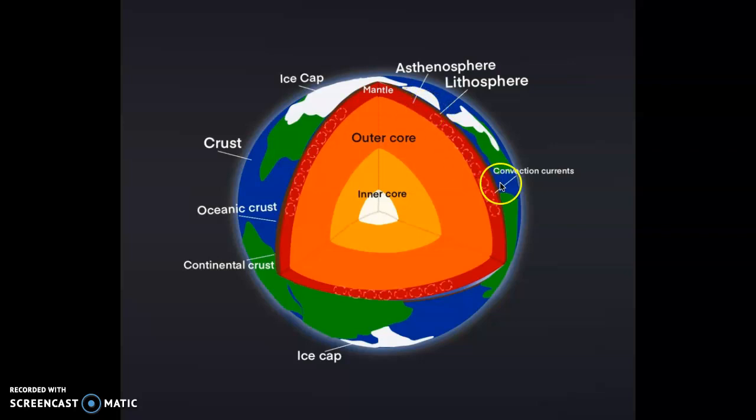Then we have the convection currents, and I drew little arrows going different ways to show the currents in the mantle. And then we have the ice cap on the North Pole and the ice cap on the South Pole.